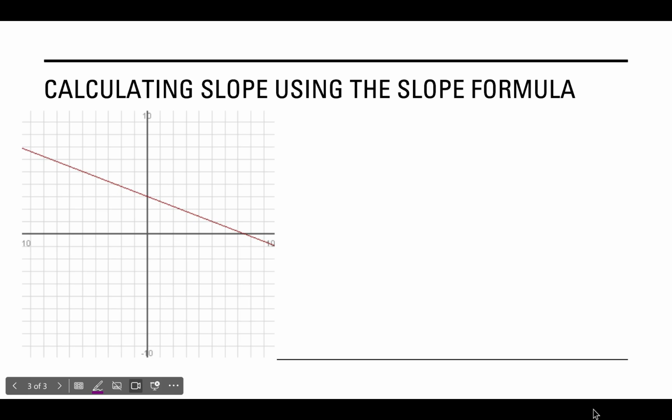Now, if we didn't have a graph, or if we do have a graph, we can still use the slope formula. And the slope formula requires 2 points, and it's y2 minus y1 over x2 minus x1. So I'm going to use those same 2 points, so this one here and this one here. This point up here as my y-intercept, where x is 0, y is 3. This point over here, x is 1, 2, 3, 4, 5, and y is 1.